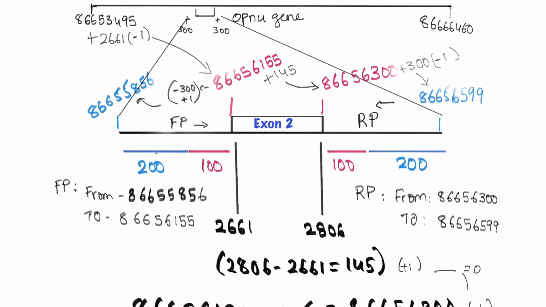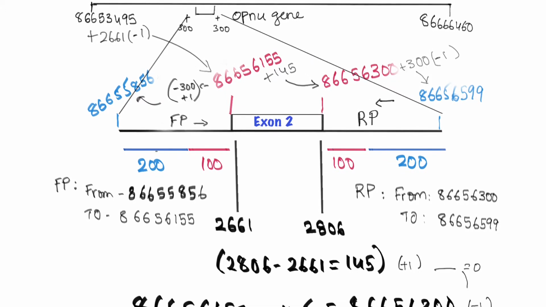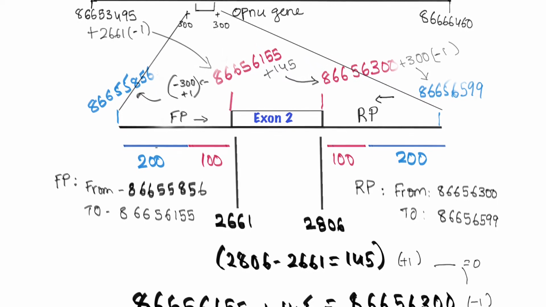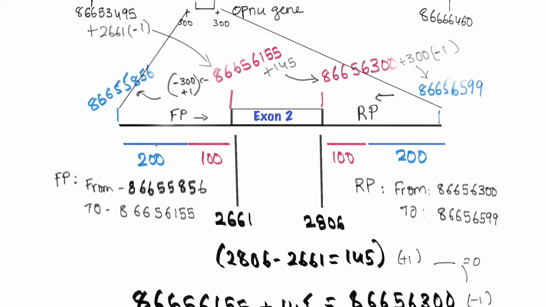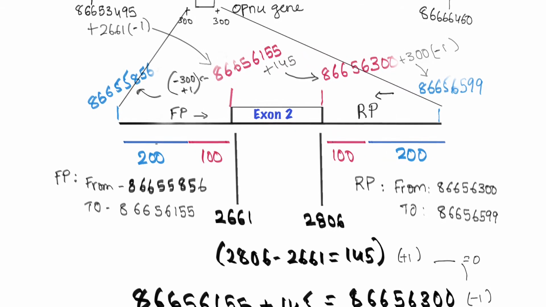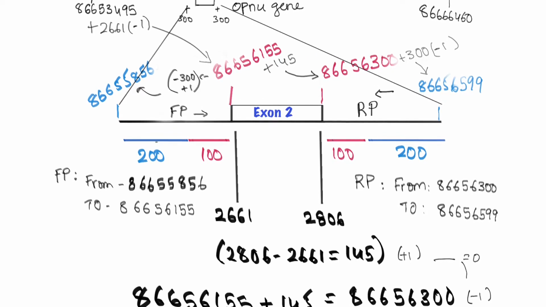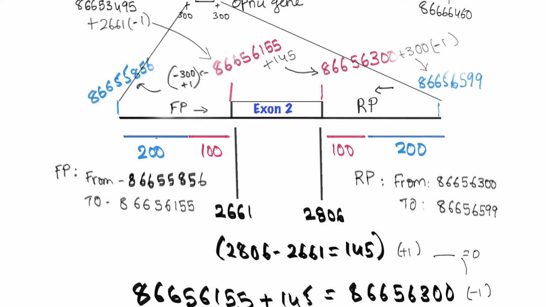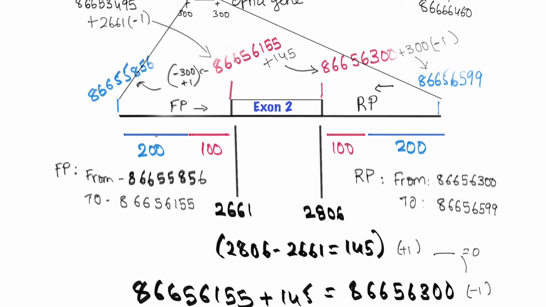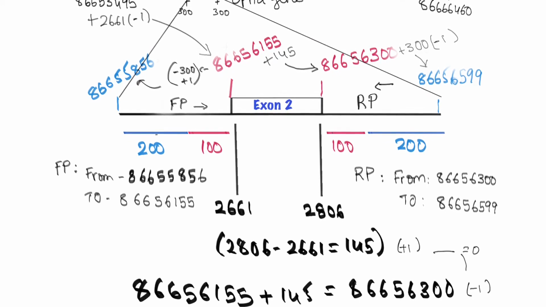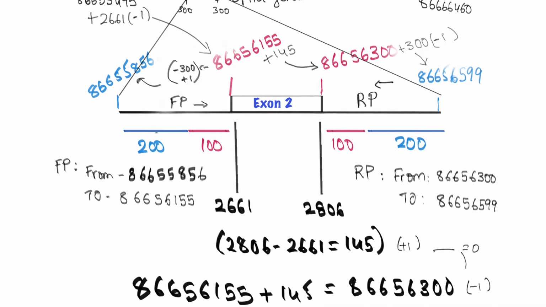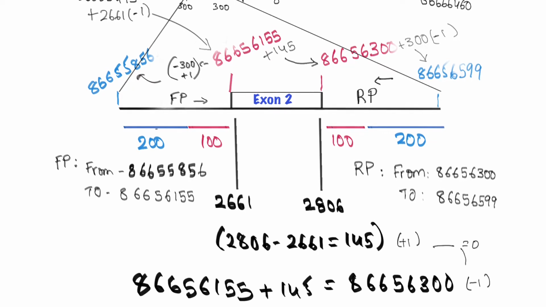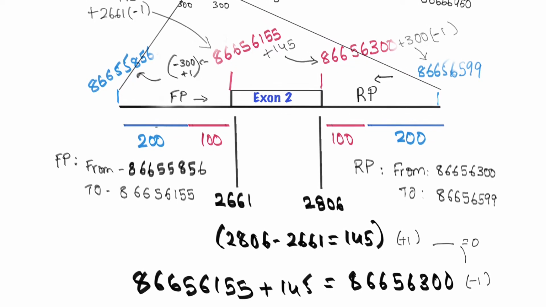So when you add 2661 and subtract 1 from 8665345, you get the beginning of the exon 2 chromosome position, which is 8665655. To know the end of the chromosome position of exon 2, you take the difference between the CDS numbers, which is 145, and add it to the beginning of the chromosome number, and the number you get is 8665800, which is the end of the exon 2 chromosome position number.